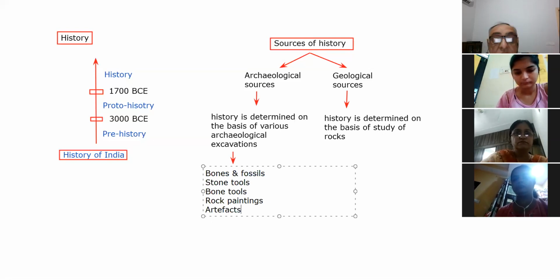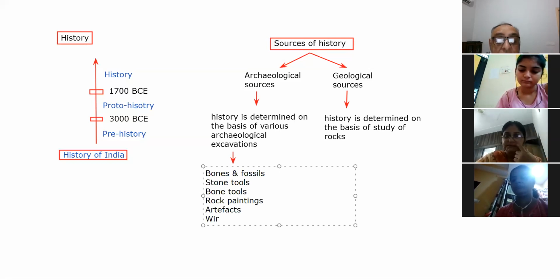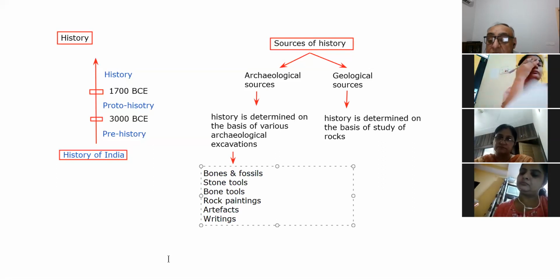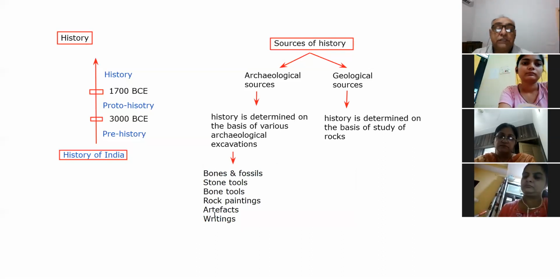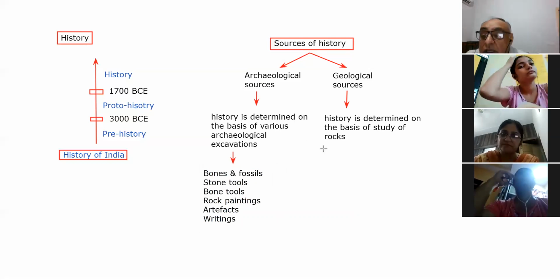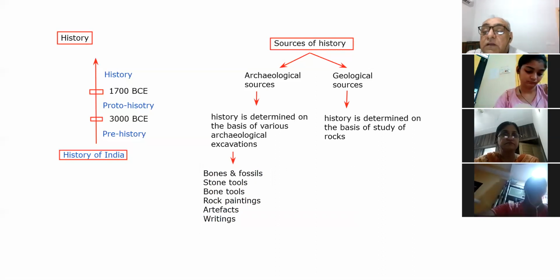There can be artifacts, or there can be some writings also. So these are the different sources, the different things which can be found during the excavation of various historical sites, right? On this basis, we determine the chronology of the history. And the second thing here is the geological sources, right?